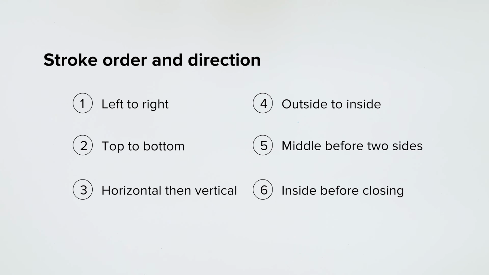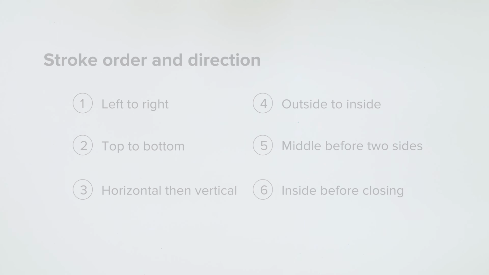So that's it, a little review of stroke orders and directions. First, left to right. And second, top to bottom. Third, horizontal then vertical. 4, outside then inside. 5, middle before 2 sides. Last, let's remember, you let a guest in first, then close the door.